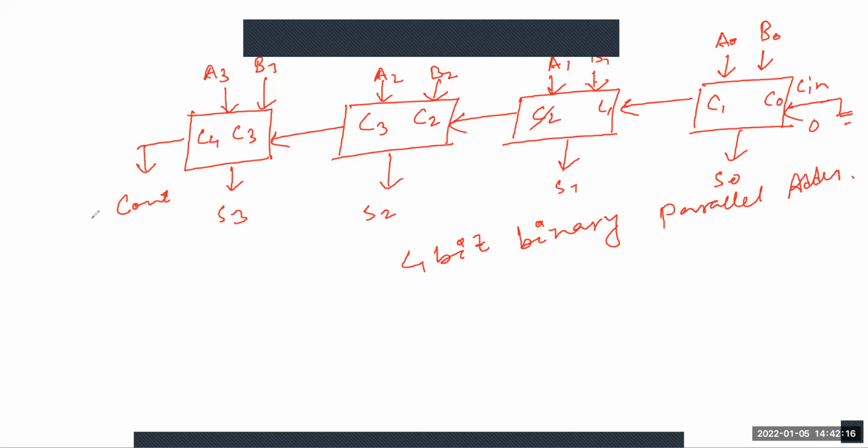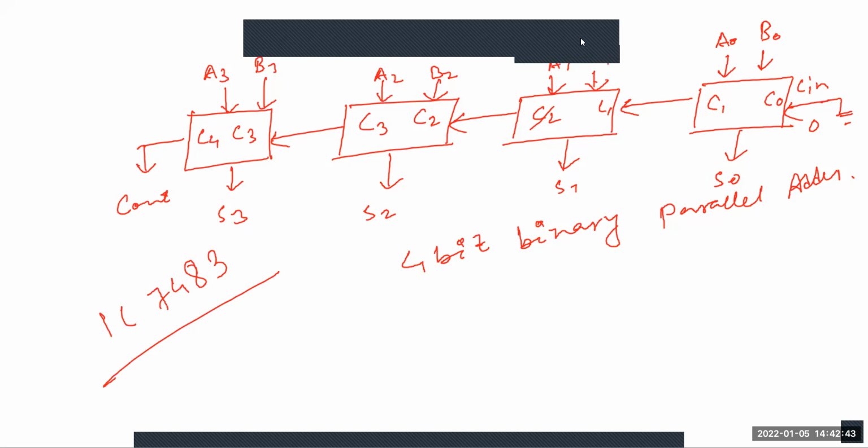Okay, so now actually in the market an IC is available for the parallel binary adder. What is the number of the IC? That is IC 7483. This is for the 4-bit parallel binary adder.